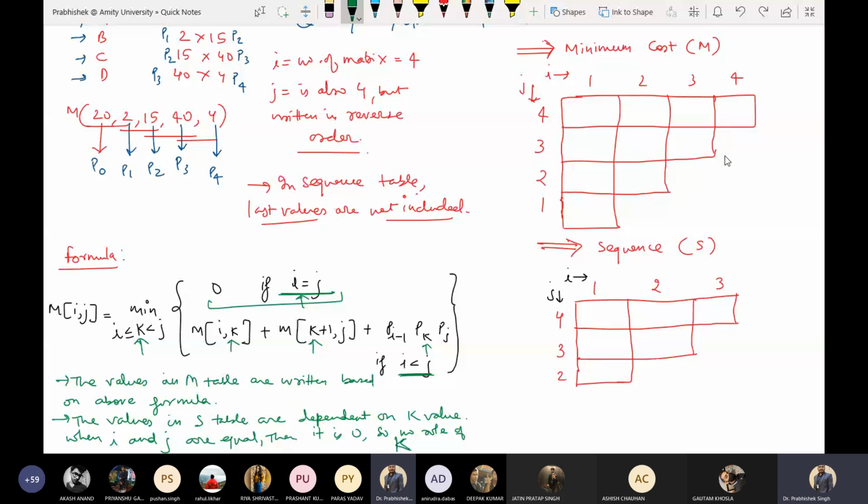Okay, and when I and j both are equal, Mij is equal to 0, and when it is 0, there is no k involved, and the sequence table is totally dependent upon the k value, and since there is no k inside, it is 1 1, 2 2, 3 3, 4 4. So what I will do, I will remove all these last values from the sequence table. They are not at all required.